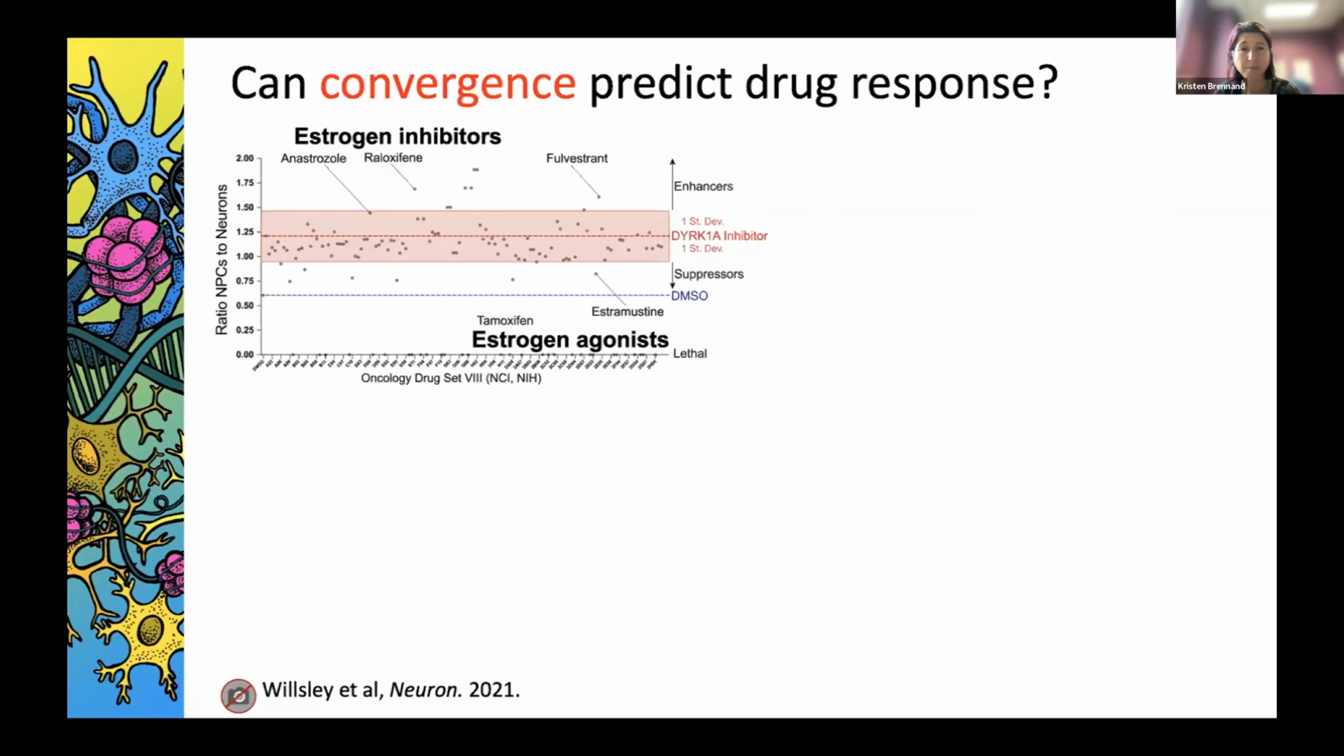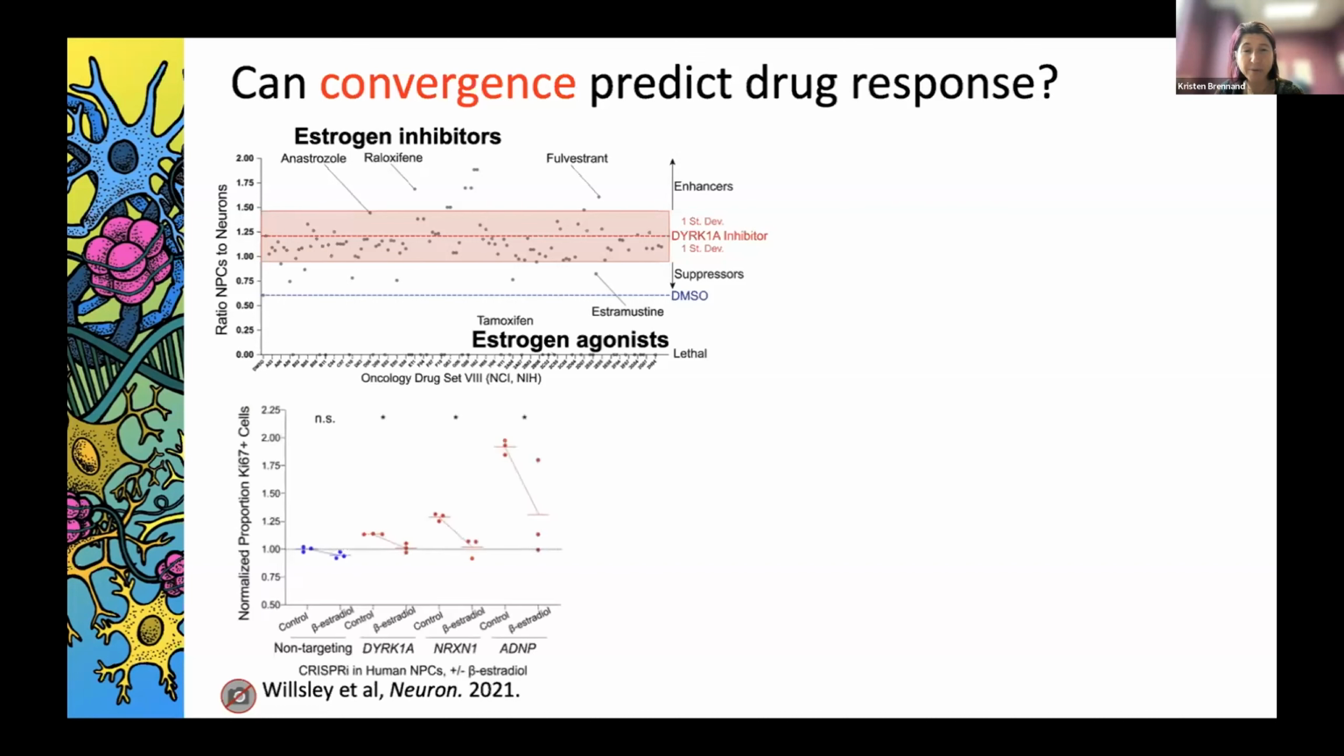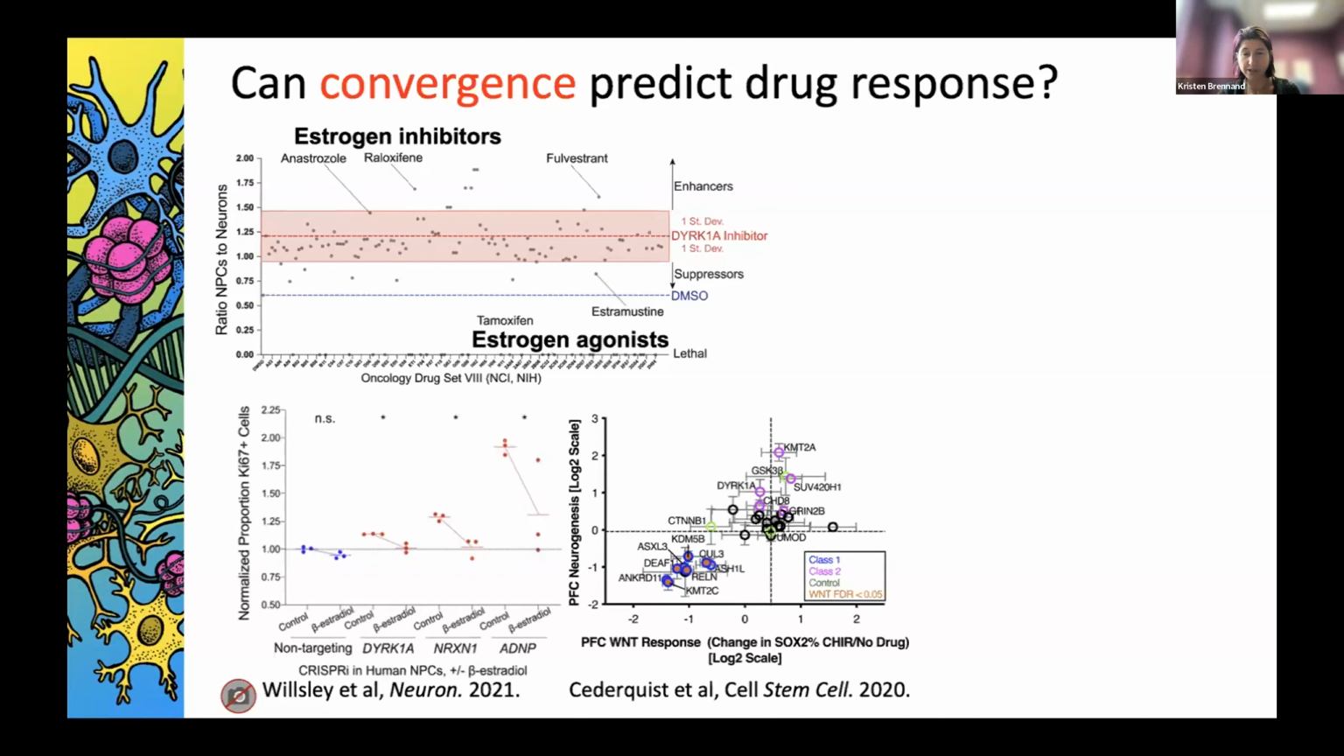So here is work done by Matt State's lab, where he screened for drugs that could reverse a single autism gene, DYRK1A, and then showed that it was the estrogen receptor family that could reverse the DYRK1A phenotype. But not just DYRK1A: two other autism genes, Neurexin-1 and ADNP, were also rescued using estrogen receptor agonists. Again, coming back to this idea that sex effects modulate outcomes in autism and other psychiatric disorders.